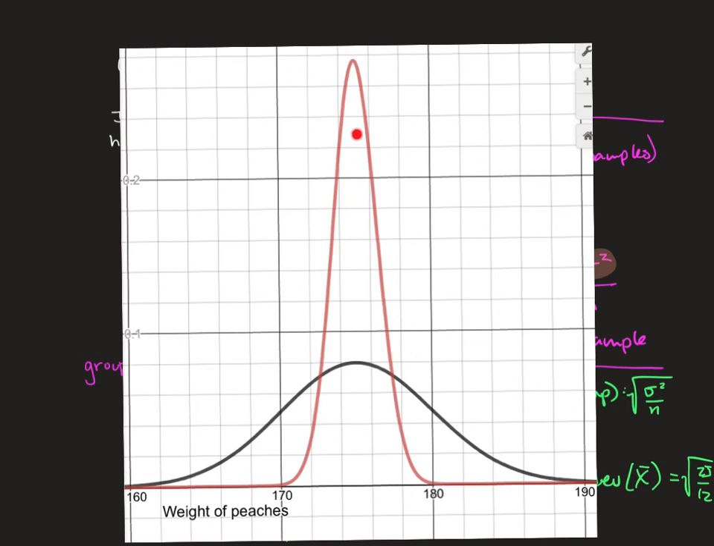So on average, you're going to get a total weight that is closer to the average, if that makes sense.